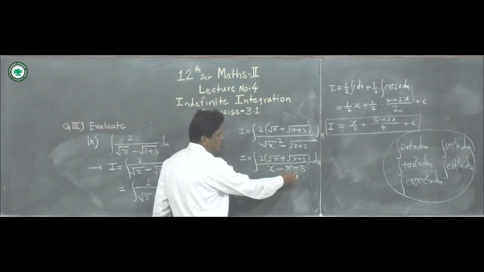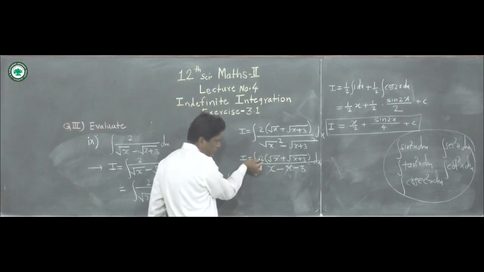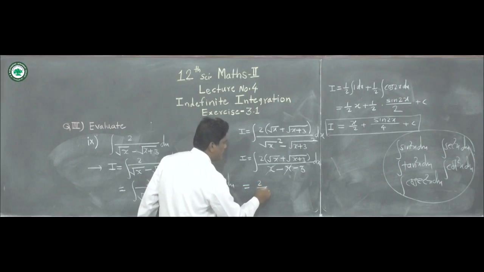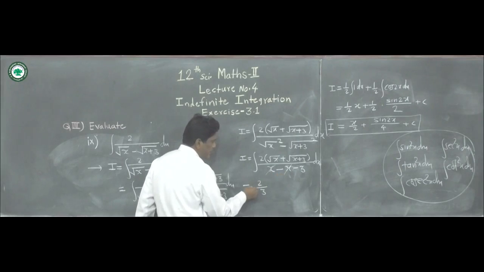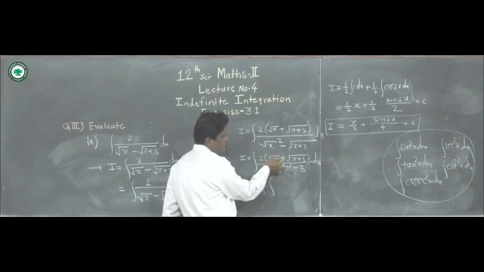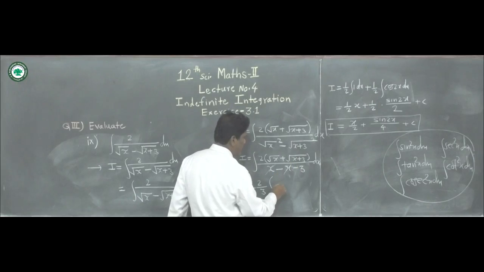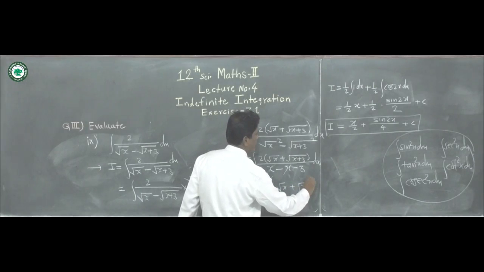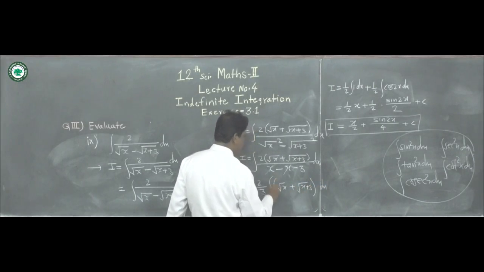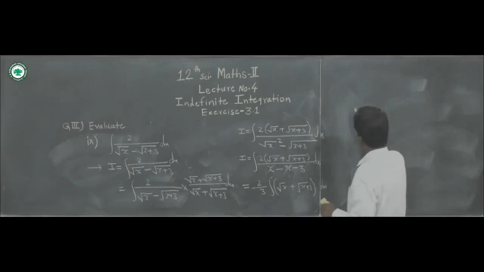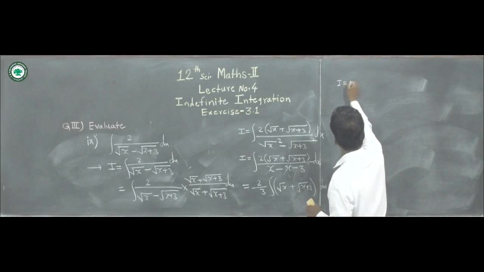So here in the denominator minus 3, in the numerator 2, take outside the integral, and so we write 2 upon 3 and this minus sign here. So minus 2 upon 3 times the integration of root x plus root of x plus 3, dx. And now separate the integration. So we get I is equal to minus 2 upon 3 in square bracket.